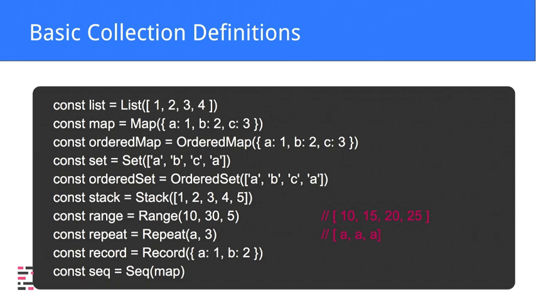There are quite a few different collections inside of Immutable. We've got lists, maps, ordered maps, sets, ordered sets, stacks, ranges, repeats, records. We're going to get into a few of those in more depth, but just to get rid of the fear of using it, instantiating one and actually filling it with values is pretty simple. It's just a one-liner. There's no black magic in there.